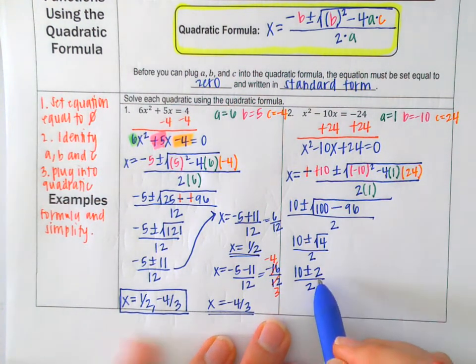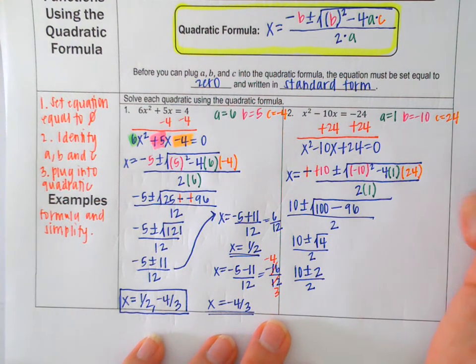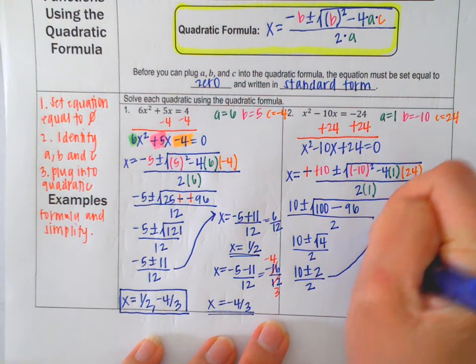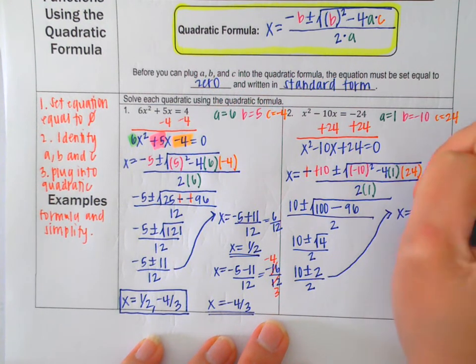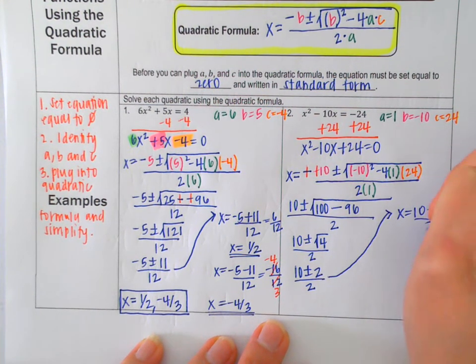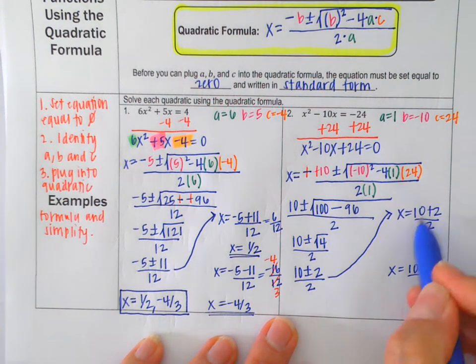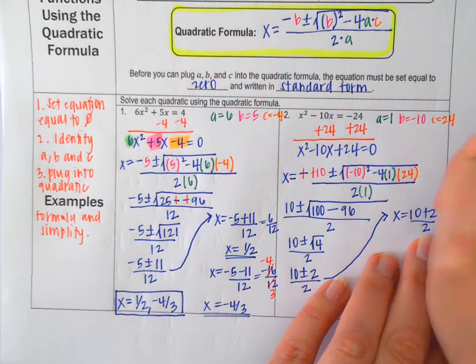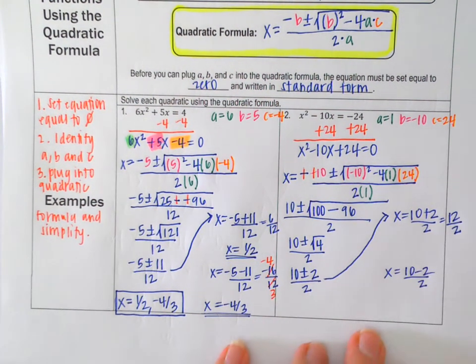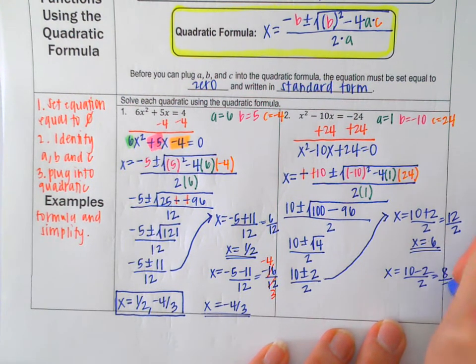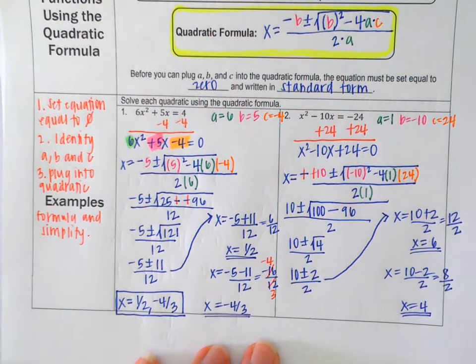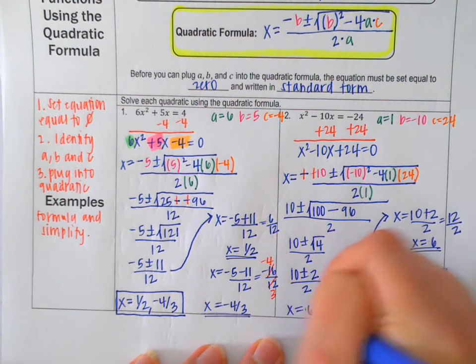And so now I can split it into my two solutions. So x equals 10 plus 2 over 2, and x equals 10 minus 2 over 2. Well, 10 plus 2 is 12, and 12 divided by 2 is 6. And then 10 minus 2 is 8, and 8 divided by 2 is 4. So I have my two solutions, 6 and 4.